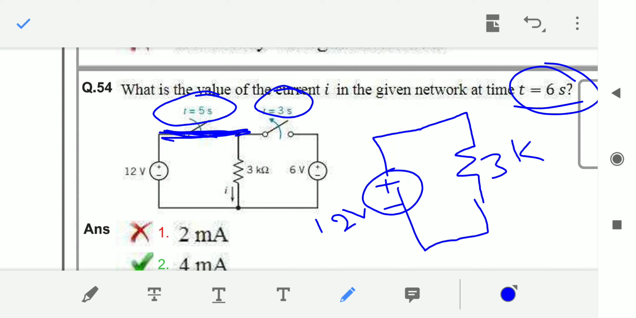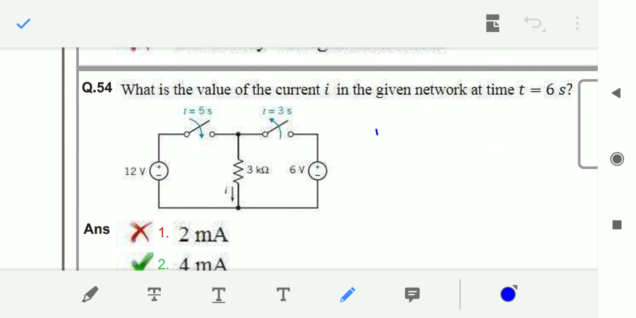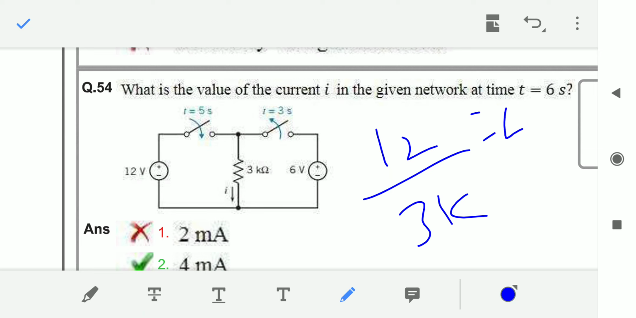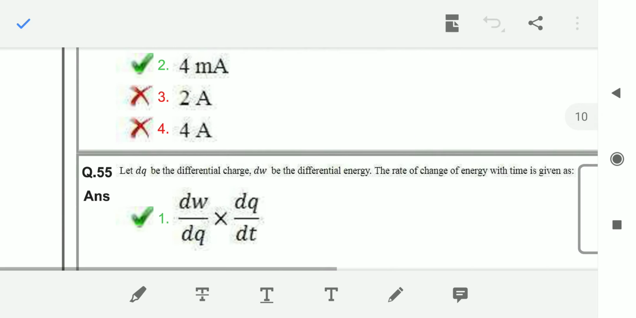Okay, so this is our circuit, and we have to calculate the current flowing through it. So I is equal to what, sir? Total voltage by total resistance. So that means 12 by 3K, it is equal to 4 milli, because 1 by K is milli. So the answer is 4 milliamperes.